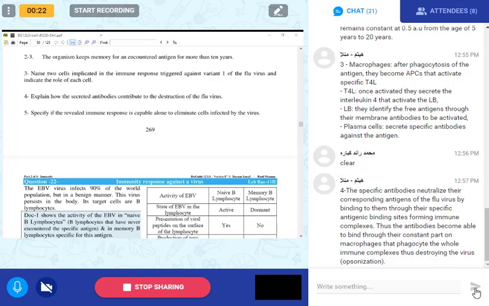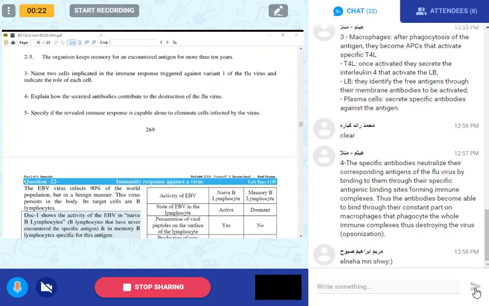The specific antibodies neutralize their corresponding antigens of the flu virus by binding to them through their specific antigenic binding sites, forming immune complexes. Thus, the antibodies become able to bind through their constant part on macrophages that phagocyte the whole immune complexes, thus destroying the virus. Opsonization.